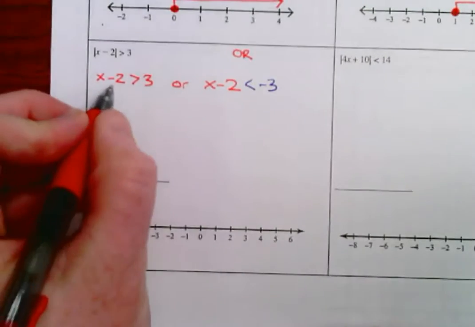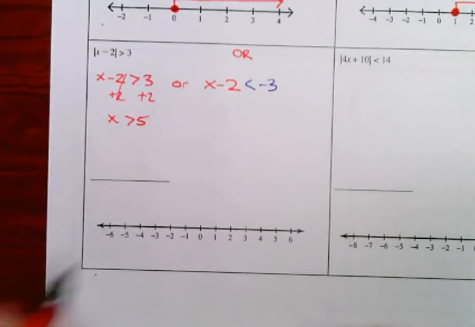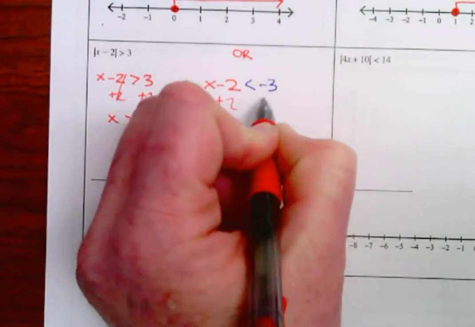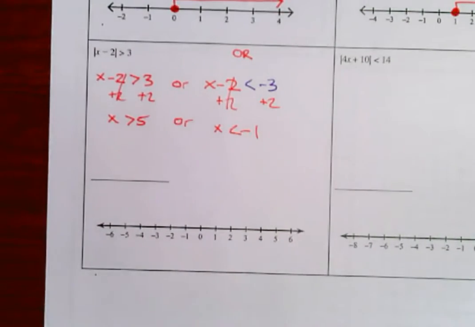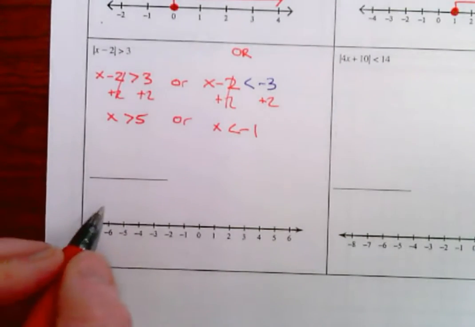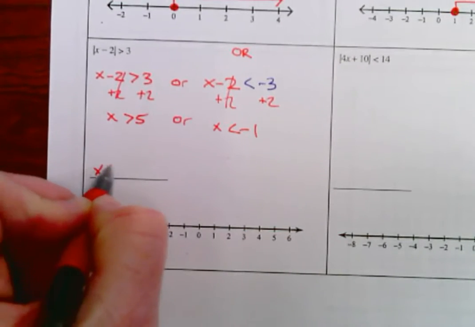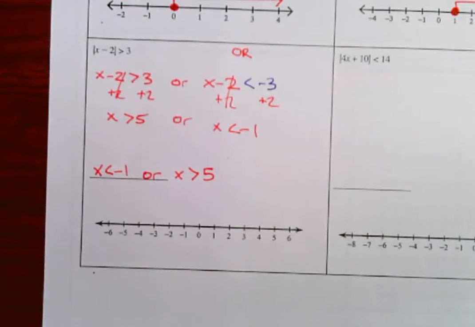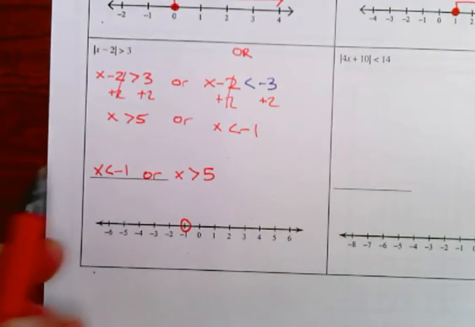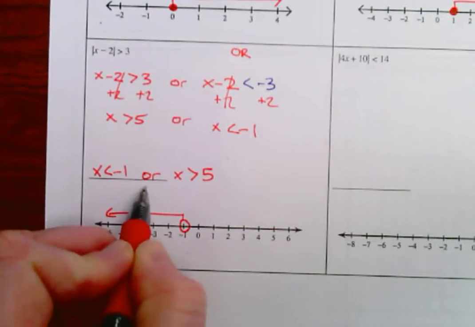And we go ahead and solve. So we add 2, x is greater than 5, or add 2, x is less than negative 1. And it should look like an or statement when we go and graph this, meaning that the arrows go the opposite ways. And we typically write the smaller number first and the bigger number second. So I'm going to do x is less than negative 1, or x is greater than 5. Open circle, because this does not include negative 1. Less than negative 1, or greater than 5.